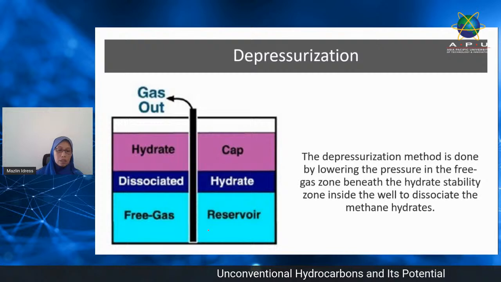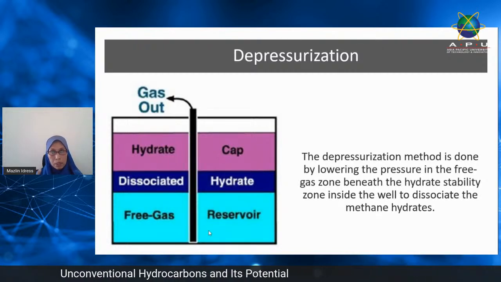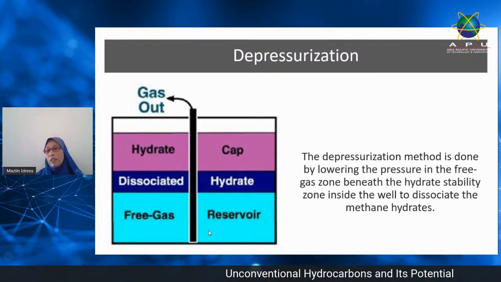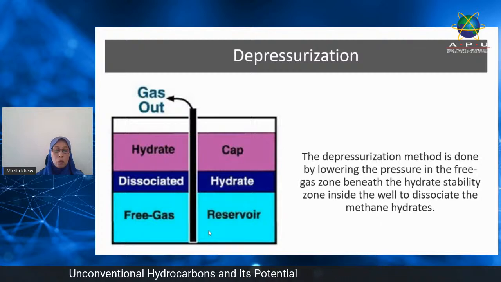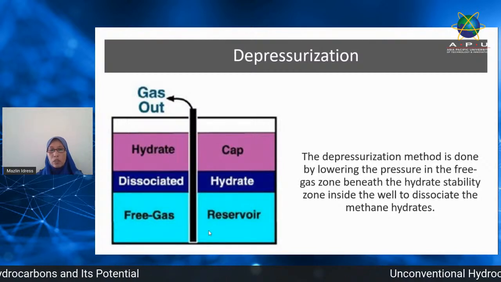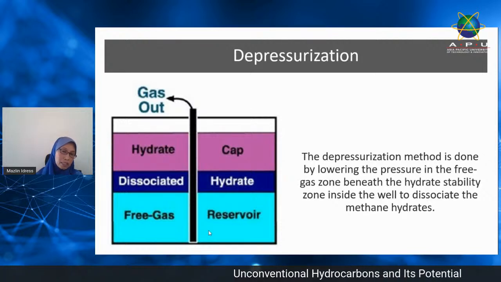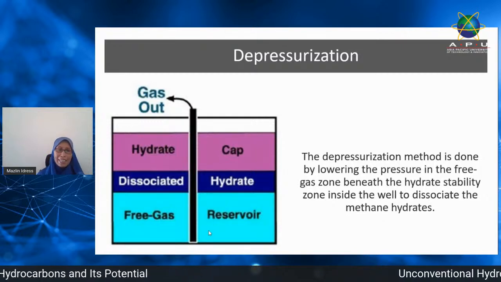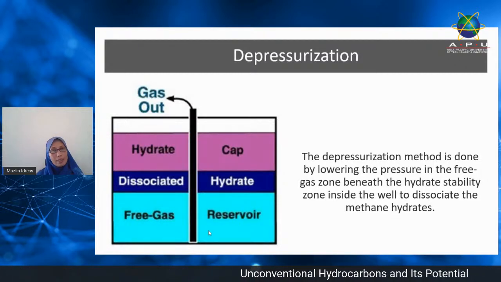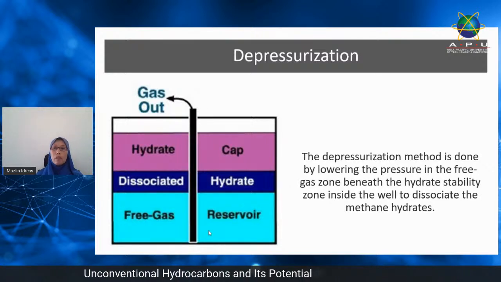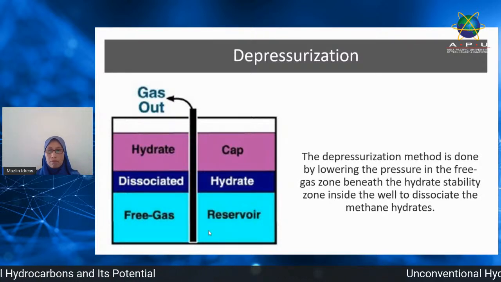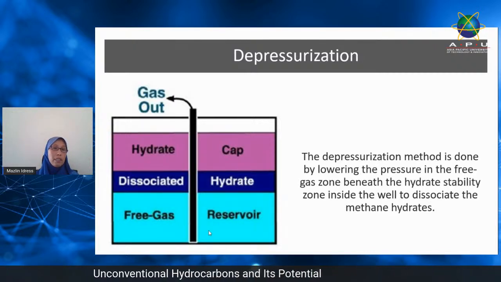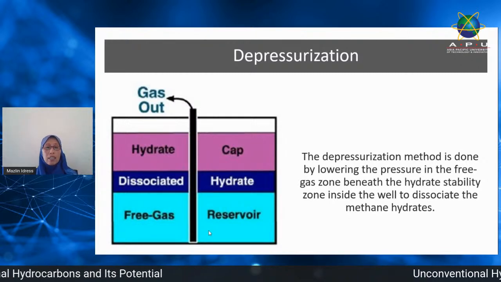If more gas is being produced, it will lower the natural gas hydrate saturation, so the effective permeability to fluid will increase. More gas can then be produced from the gas hydrate, so you are going to get a greater volume of gas produced at an area quite a distance from the well. So basically, the depressurization method is done by lowering the pressure in the free gas zone beneath the hydrate stability zone inside the well to dissociate the methane hydrates. That would be the first method.